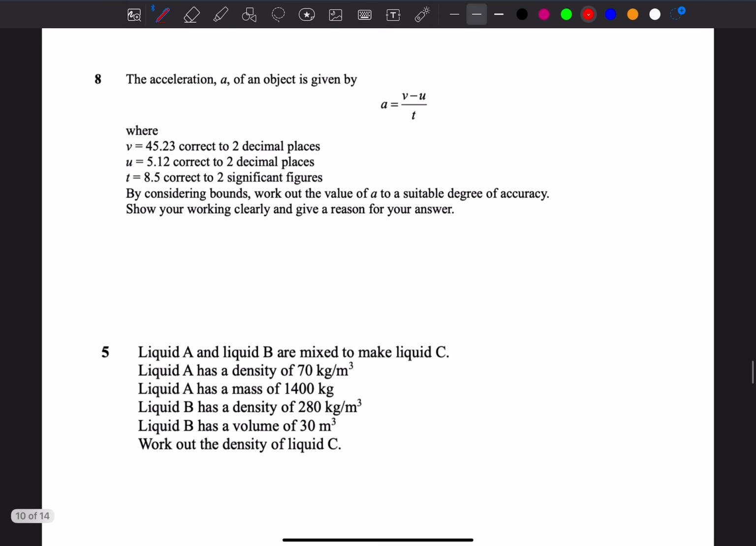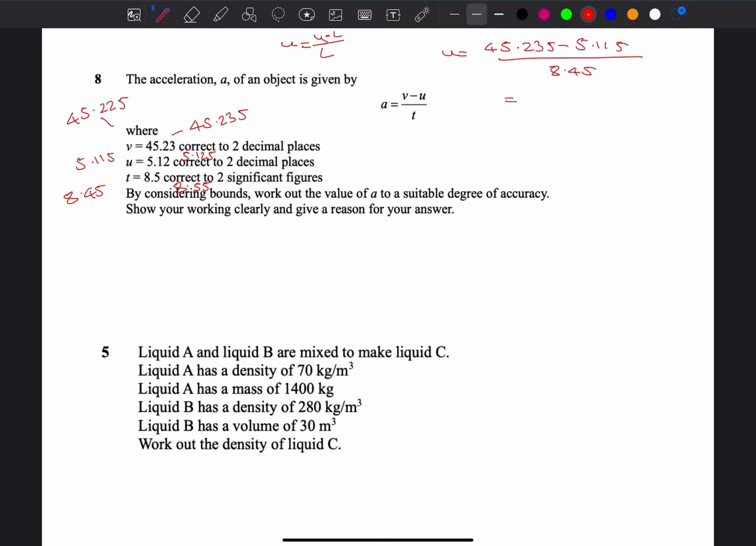Next one, acceleration. Okay, so upper bound, lower bound, same thing. Upper bound is 45.235, 45.225, and this one is 5.125, 5.115, 8.55, 8.45. Remember, upper bound divide lower bound on the division, but you want upper bound on the top, so upper take away lower. So upper bound of v is 45.235, take away lower bound is 5.115 over lower bound, which is 8.45.